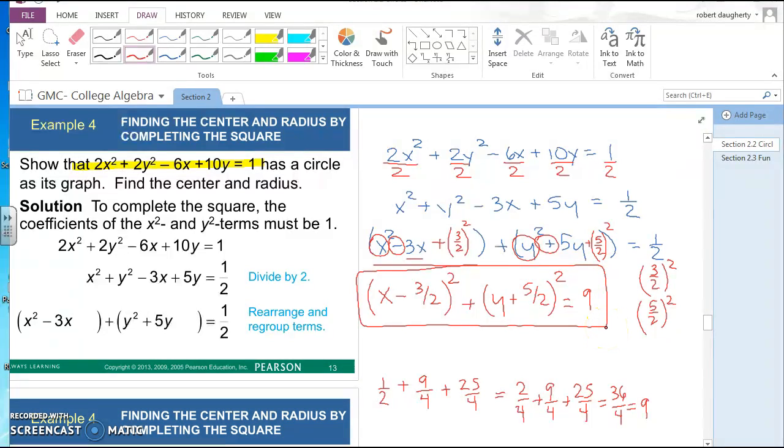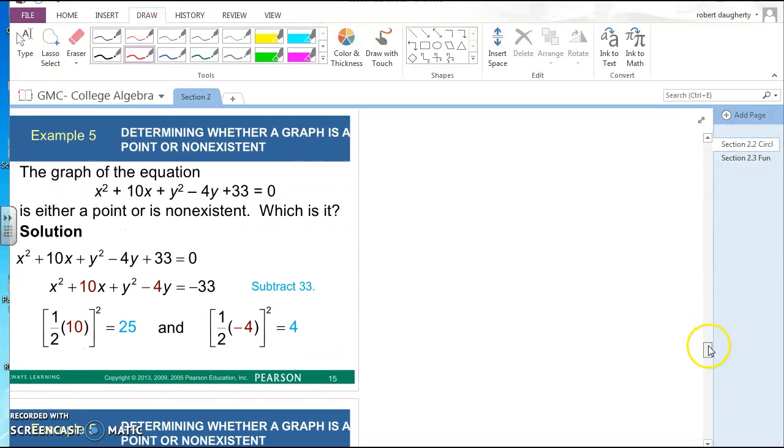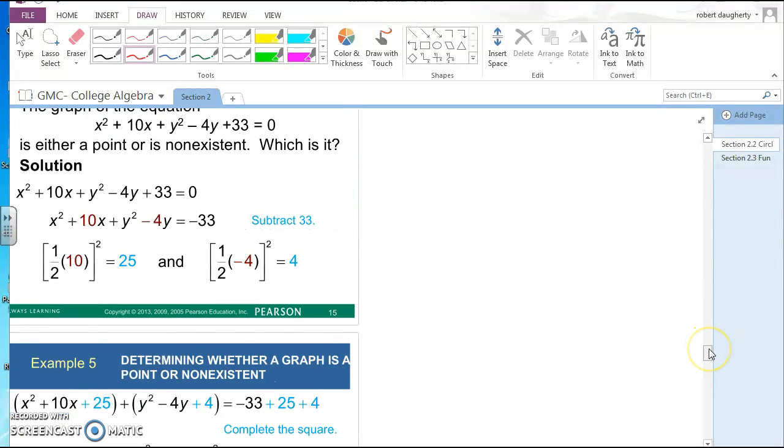So this is a circle that has a center of (3/2, -5/2), and it has a radius of 3. Okay. So completing the square is a real key skill in manipulating these equations so that you can get the center and the radius of the circle. So that was the one that we just did. Let's take a look at this next one.